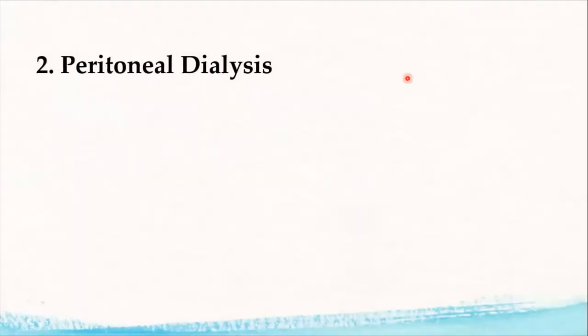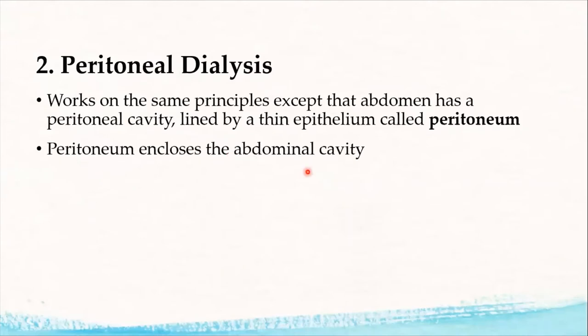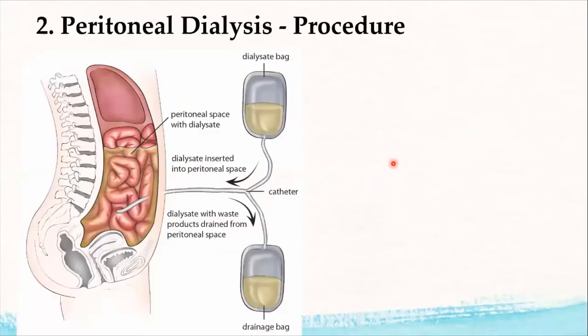So second comes the peritoneal dialysis. Peritoneal dialysis works on the same principle as the hemodialysis, except that here no machine is required. The abdominal cavity is used. The abdomen has a cavity that is known as the peritoneal cavity. That is lined by a thin epithelium. That epithelium is known as peritoneum. So basically the peritoneum encloses the whole abdominal cavity, and here you can see the procedure. Let's see the procedure of the peritoneal dialysis.